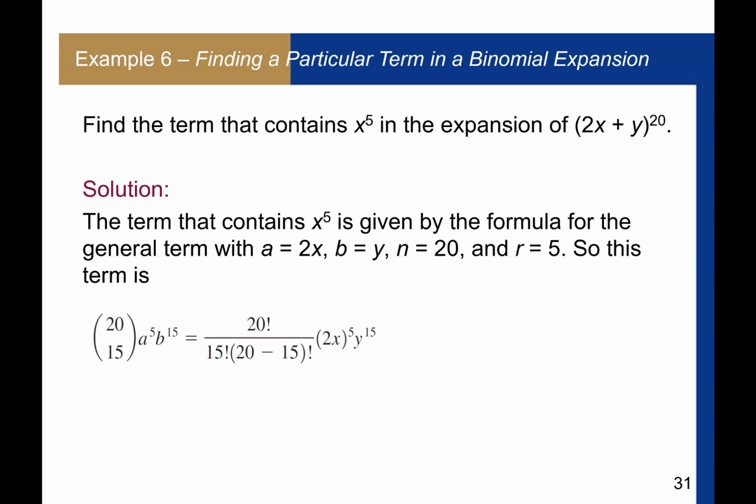All right, so that means r is 5 and n is 20. Be careful, in this case a is equal to 2x, so it's that 2x that we have to raise to the fifth power. The sum of our exponents has to equal 20, so if that's x to the fifth, then 20 minus 5 means that has to be y to the 15th. And then we're looking for the combinations of 20 choose 15.